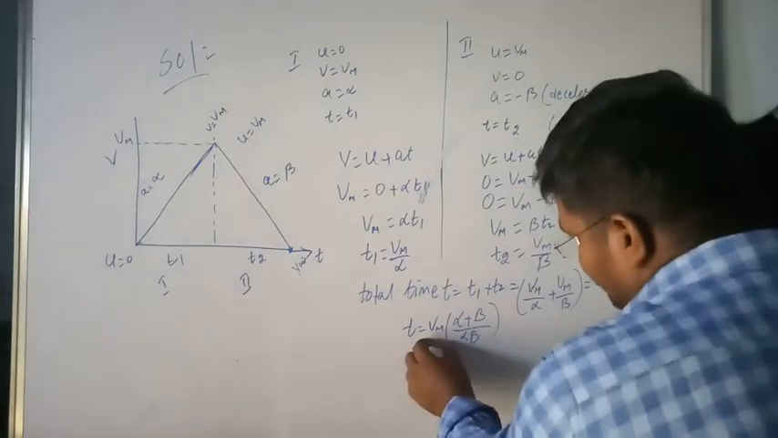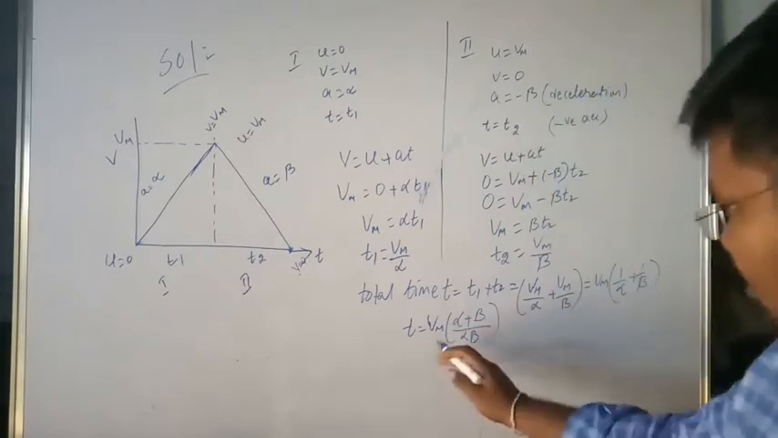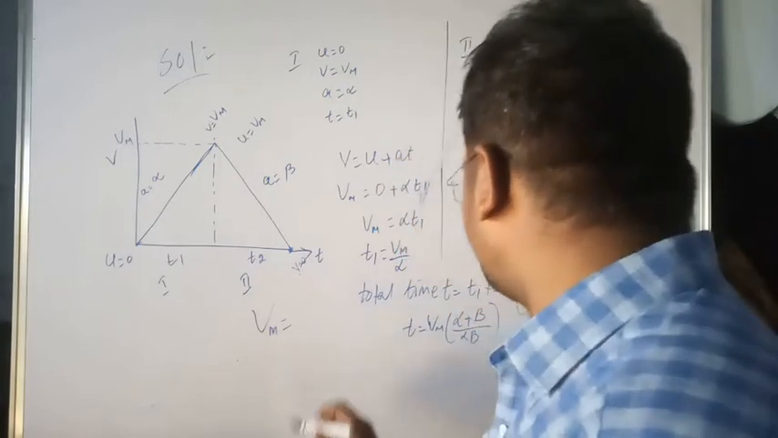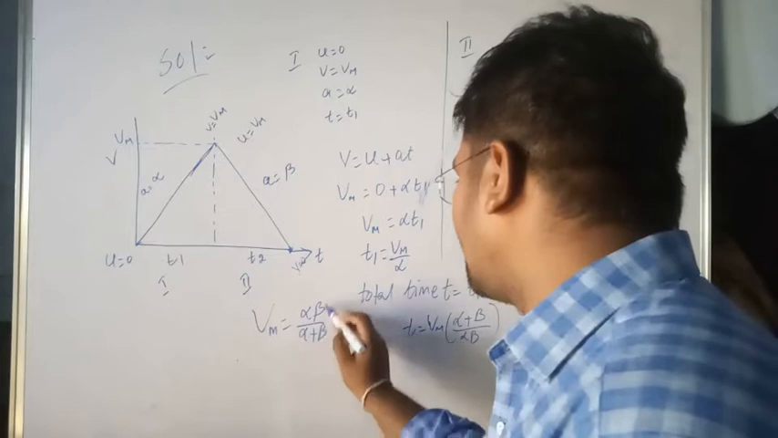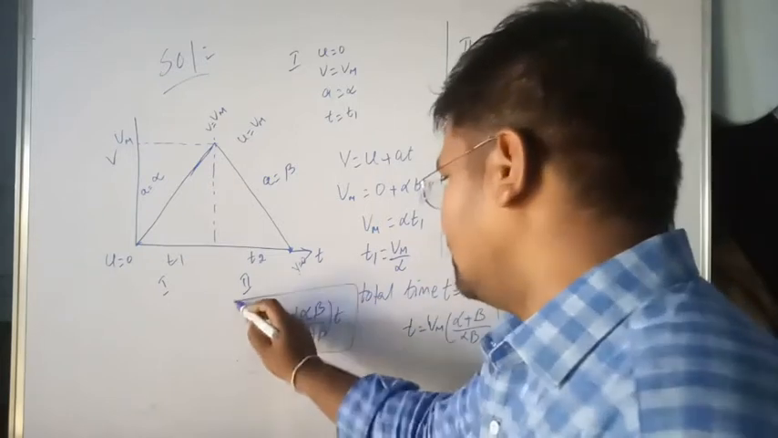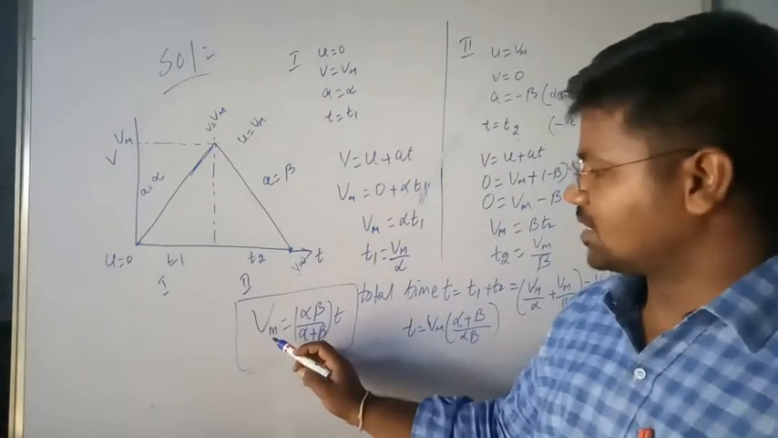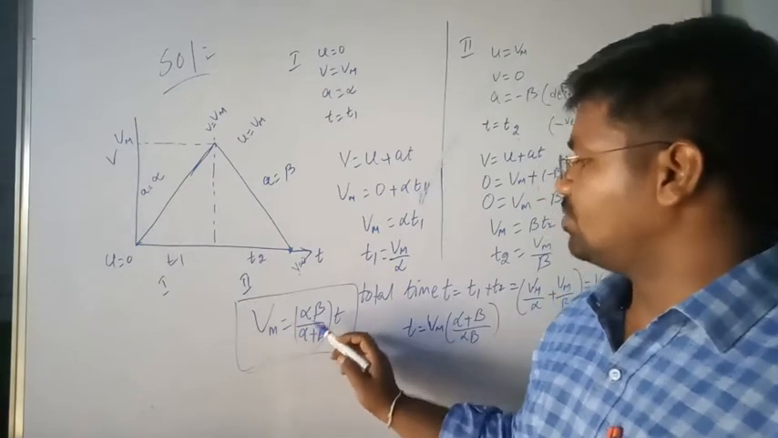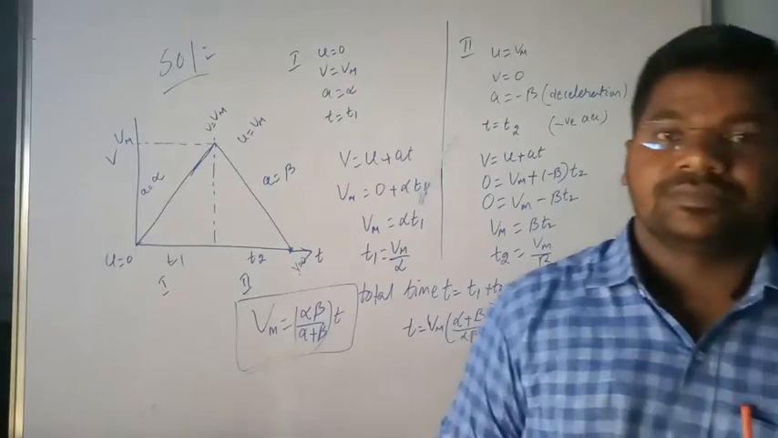So in this case we have to find maximum velocity by rearranging this. We can get V max is equal to alpha into beta by alpha plus beta into T. So this is the formula, a very important one. Vm, the maximum speed or maximum velocity, is equal to alpha into beta divided by alpha plus beta, into T.